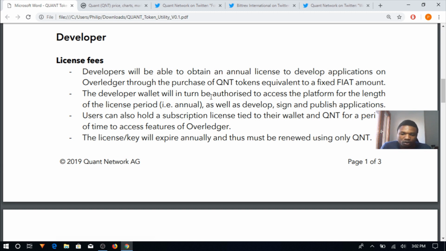So if you bought it for an annual period, then you will have it for the year. If you bought it for maybe a few weeks or months, then that will be the duration that you will have your license valid to access the network.